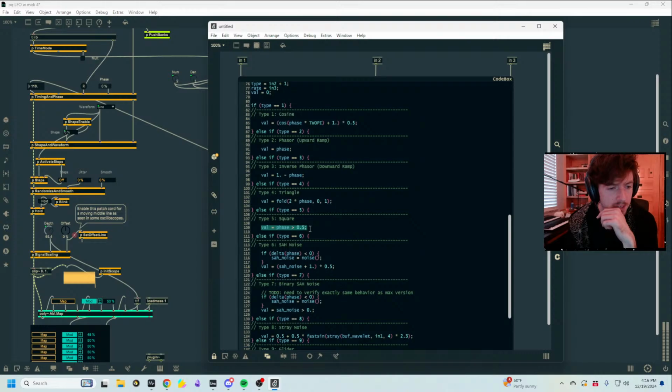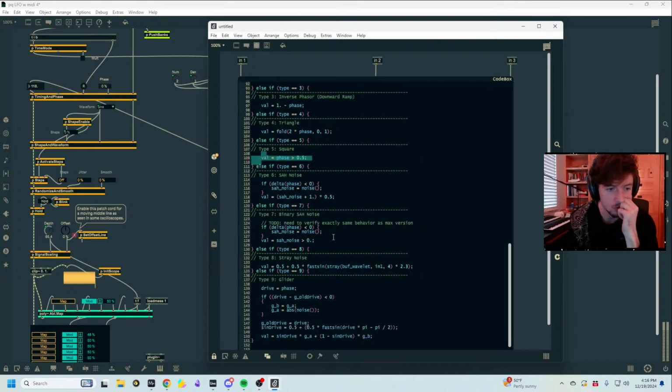Val equals phase greater than 0.5. I mean, this is going to output a 1 or a 0. Oh, and I'm guessing it's inputting the cosine wave, and if the cosine wave is below 0.5, then it's a 0, and then a 1, right? That's cool.